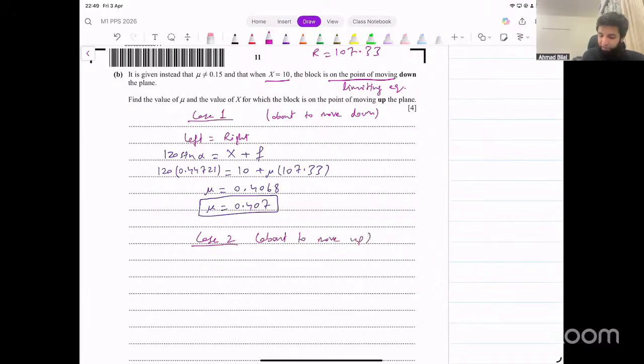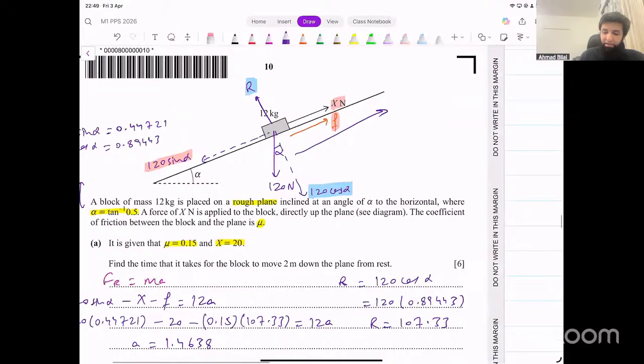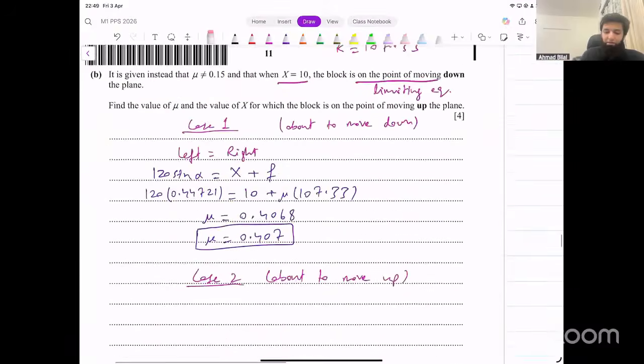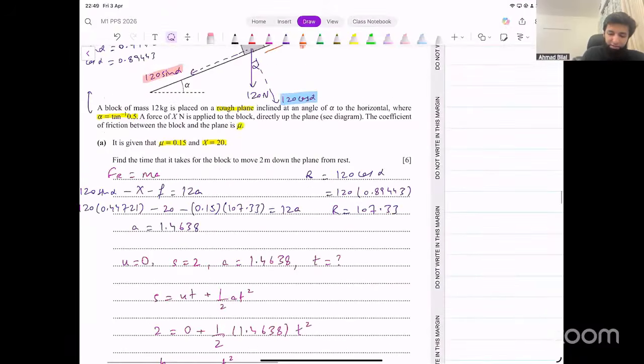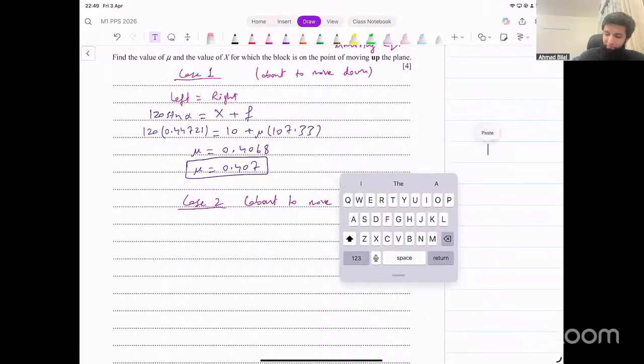Now, if it's just about to move, it is still limiting equilibrium. F is equal to mu r. The only thing that changes is if it's about to move in the upwards direction, friction is going to act in the downward direction now. So the direction of friction changes, right? So all we have to do now is use the same equation as before. Just write F on the other side now.